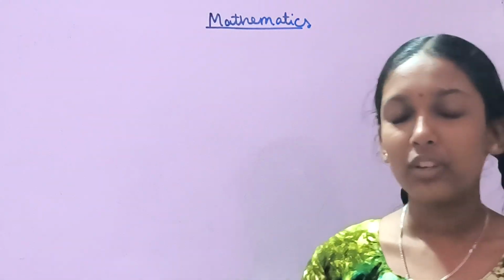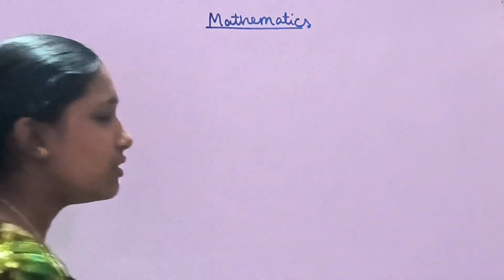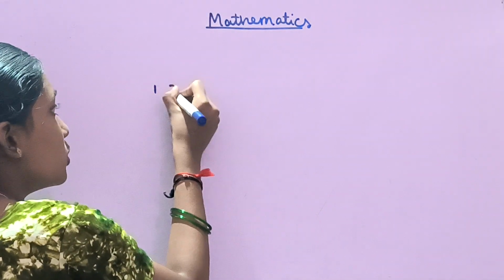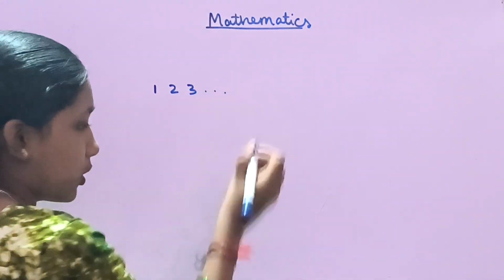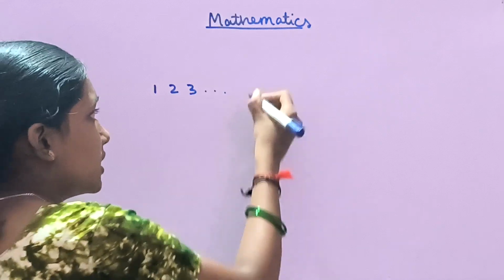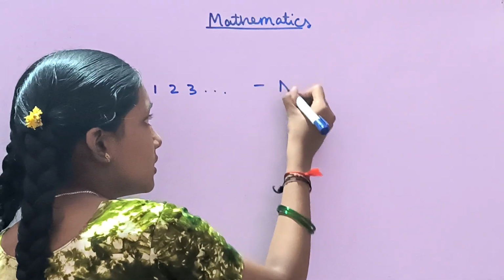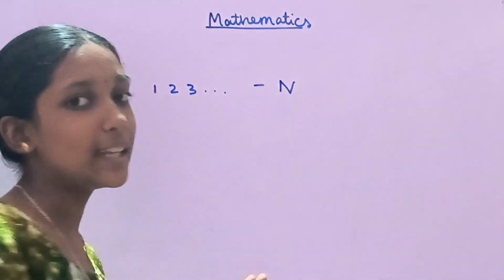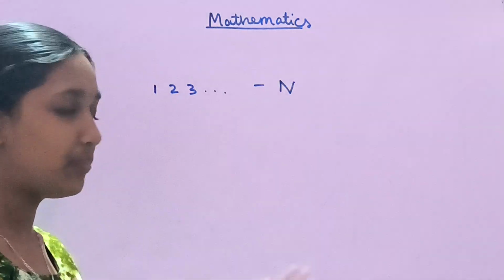Today we are starting the first chapter of grade 10, that is real numbers. First, before starting the chapter, we should know what real numbers are. First, how did we learn numbers? We learned it from 1, 2, 3 and so on. These numbers were called natural numbers, denoted by the sign N.